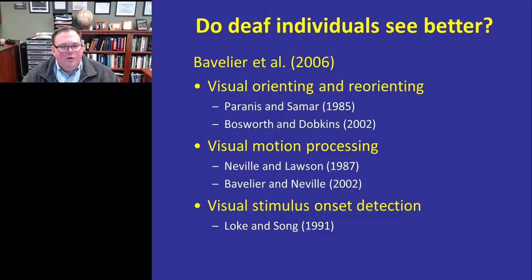What you have are enhancements of specific visual abilities. She found very profound improvements in visual orienting and reorienting, in visual motion processing, and in visual stimulus onset detection. And this was an important review paper for us because it helped guide our own studies into this topic.